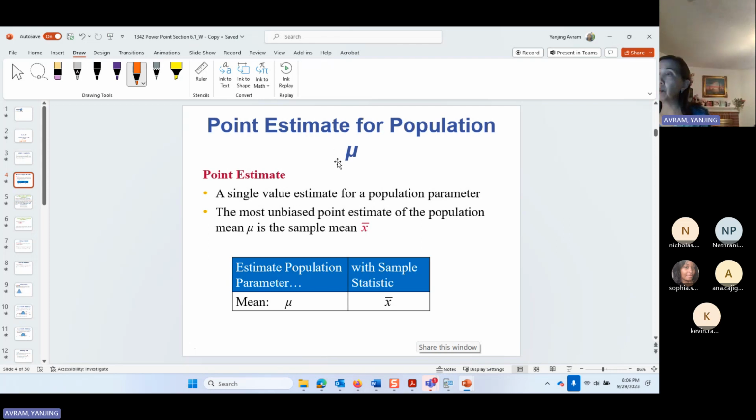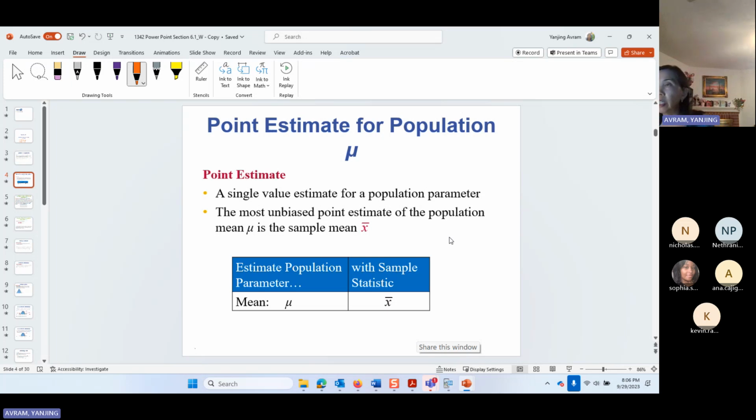Remember, for the population, we're using the mean, mu. Anything that looks like a Greek letter is for the population. With the sample, we're using x bar. So x bar is the sample mean, and mu is the population mean. We're using the parameter to describe the population, and the statistic to describe the sample. So those are still values here. All right, so what is the point estimate?